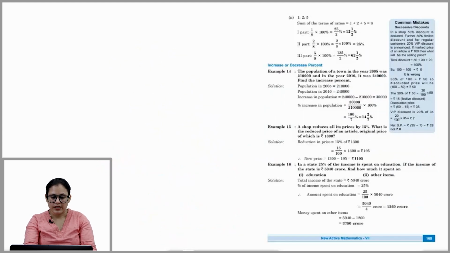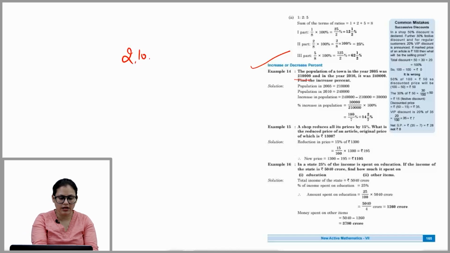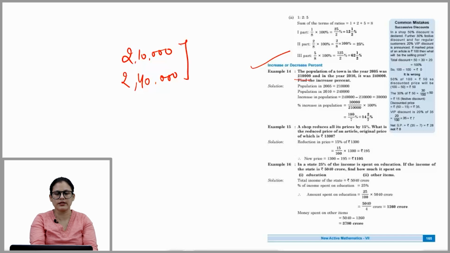Next is increase or decrease percent. Example 11. The population of a town in the year 2005 was 2,10,000, and in the year 2010 it was 2,40,000. Find the increase percent. Okay, in 2005 the population was 2,10,000. Then the population became 2,40,000. There is an increase in population, so we have to find the increase percentage.